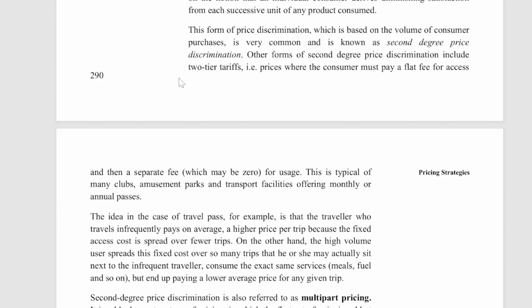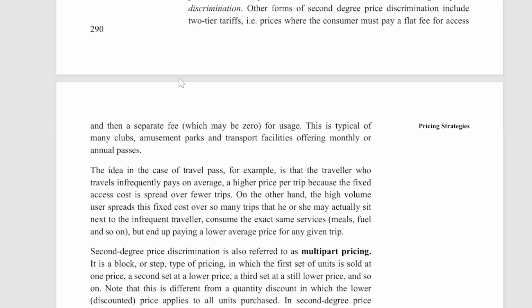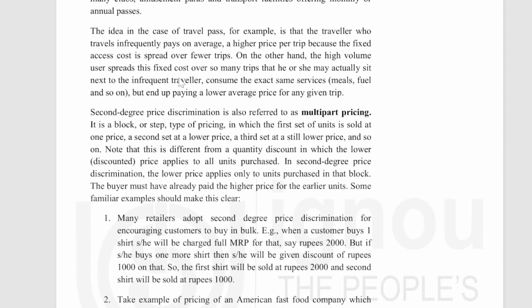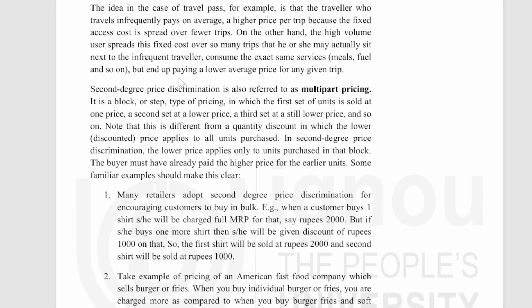Other forms of second degree price discrimination include the two-tier tariff, where the consumer must pay a flat fee for access and then a separate fee for usage. This is typical of many clubs, amusement parks and transport facilities offering monthly or annual passes. The idea in the case of a travel pass, for example, is that the traveler who travels infrequently pays on average a higher price per trip because the fixed access cost is spread over fewer trips.